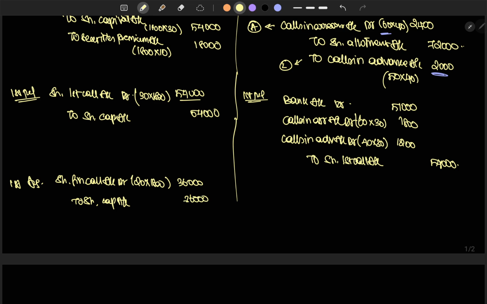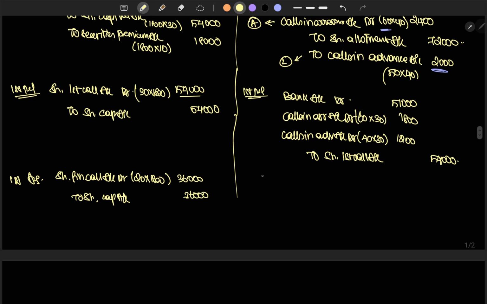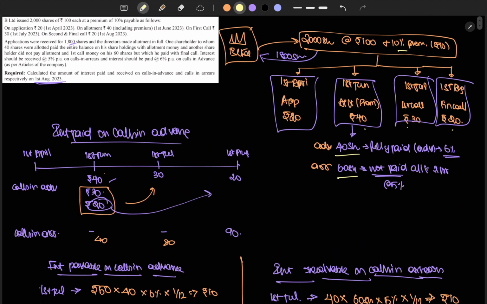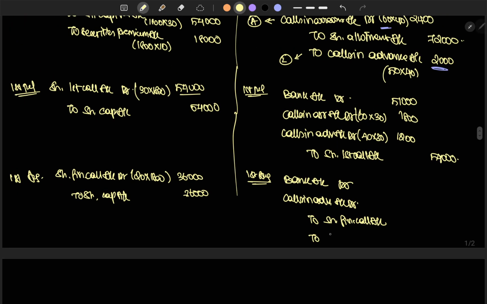We have created the due entry, and we are now proposing the receivable entry. As usual, bank account debit, calls in advance account debit to share final call account. And at the end of the period, which is on 1st August, 60 shares which were not paid till date have been fully settled, which is calls in arrears, right?